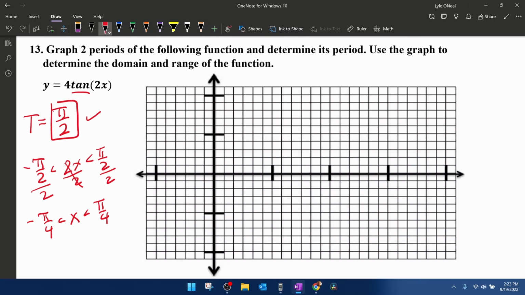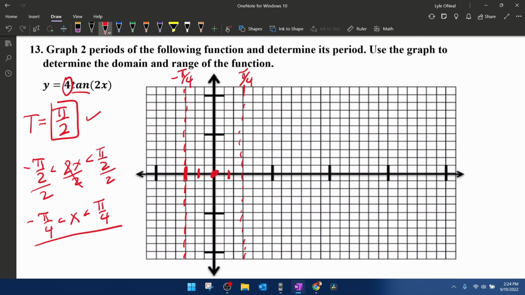And so what I'm going to do is I'm going to say 3 spaces is pi over 4. I'm just calling it that. So I'm going to have an asymptote at -pi over 4, and then I'm going to have another asymptote at pi over 4. Once you've laid out your consecutive asymptotes, the next step is to put an x-intercept right in the middle. And then at the first and third quarters, we're going to be at -a and a respectively.